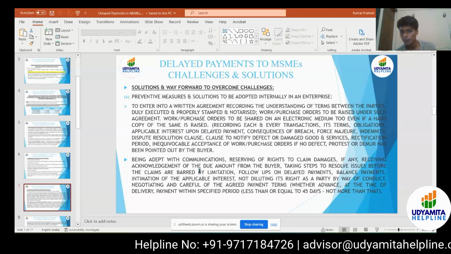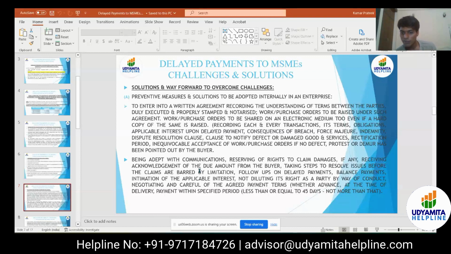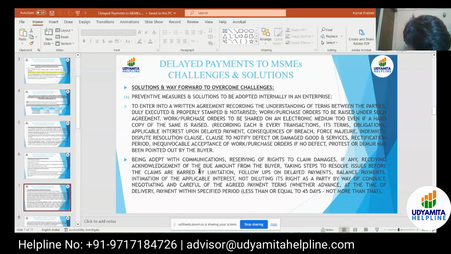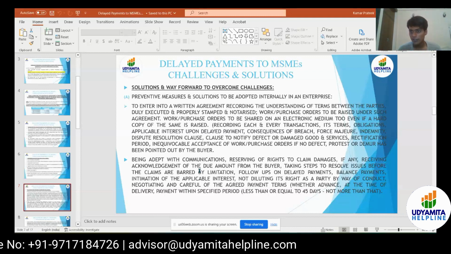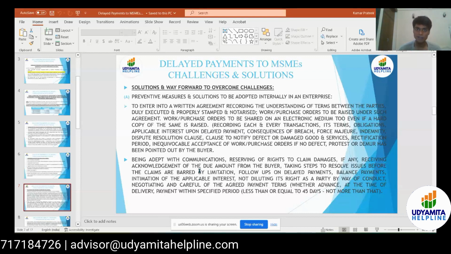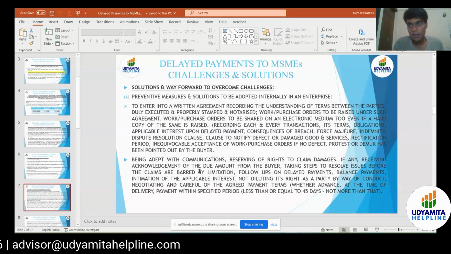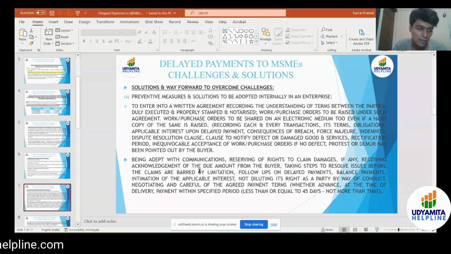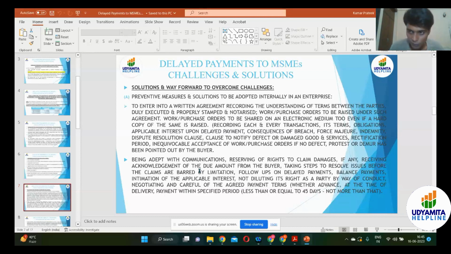The negotiating of the agreed payment terms should be very much taken care of. Like I already stated, the MSMED Act gives 45 days of time for the buyer to make payment to the supplier, right? After 45 days, the interest applicability starts, the expiry of 45 days. So there is no reason as to why you should extend your credit periods beyond 45 days. If possible, I would suggest you keep your credit period limited to only 45 days because the Act mandates it so.